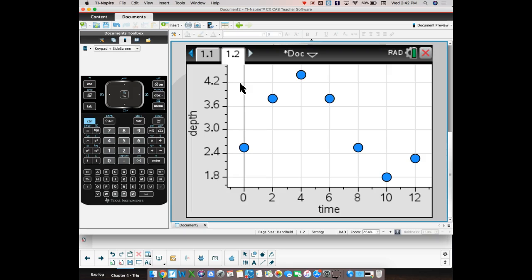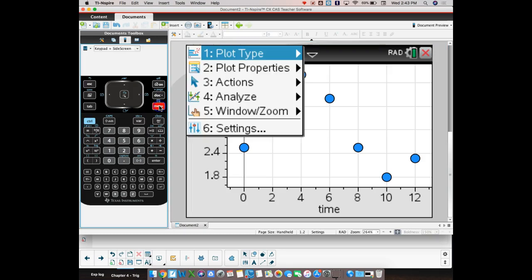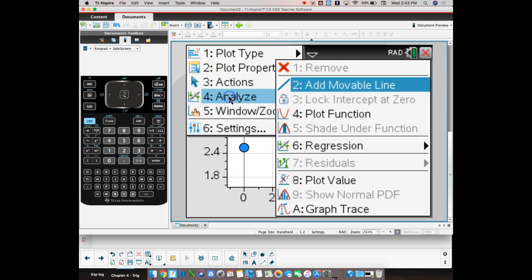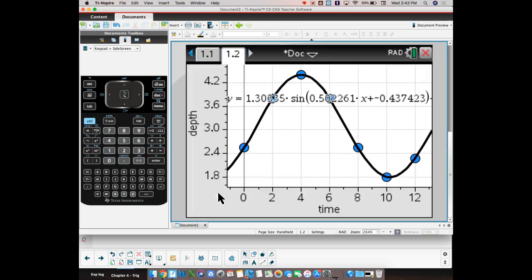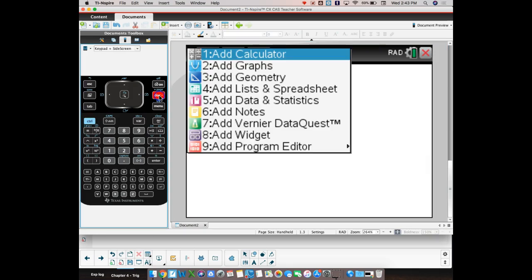Now, one thing that you can do from here is you can make yourself a sinusoidal regression equation. You can analyze this function and make a regression and it will show you the sinusoidal one. That's what we're trying to get to. But that's the calculator doing all the work for you. Now, let's do it ourselves. Let's get that exact same thing from ourselves. So, because I want to be able to manipulate some of this stuff, I want you to open a new page.